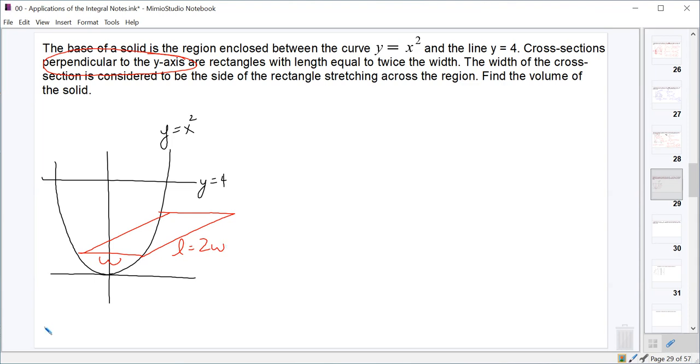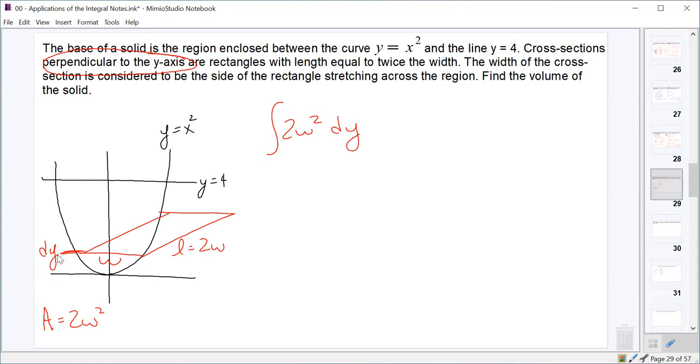And so we should very easily be able to see that the area of this cross section is 2w squared, because we've got w times 2w for our rectangle. But we can't integrate 2w squared dy, right, because the thickness of this cross section here is dy. It's infinitely small in the y direction. So we have to find a way to put this into terms of y.